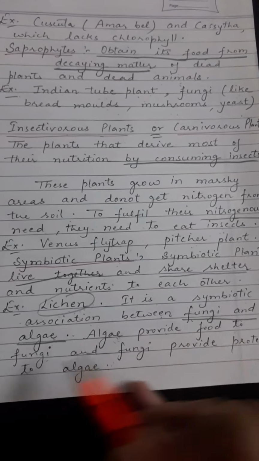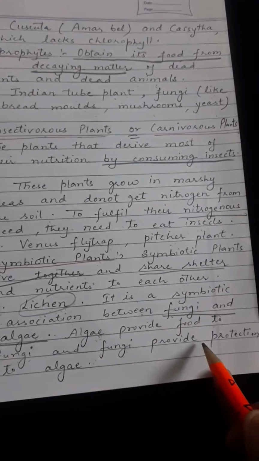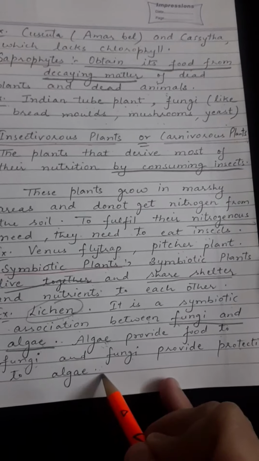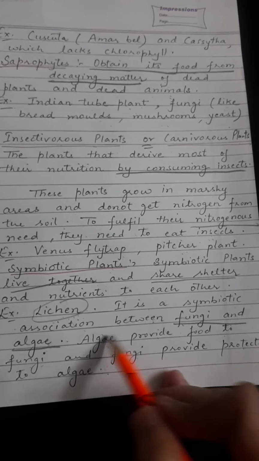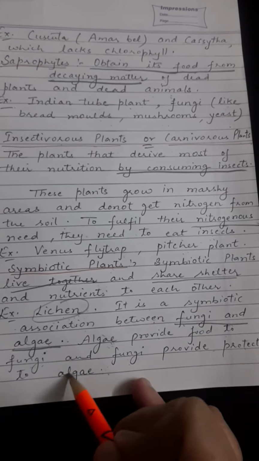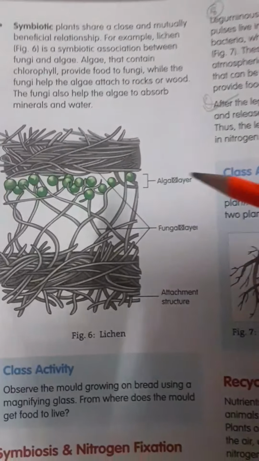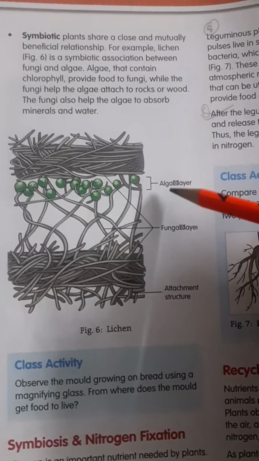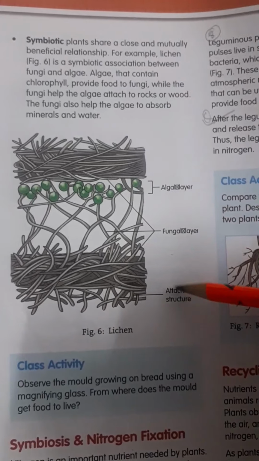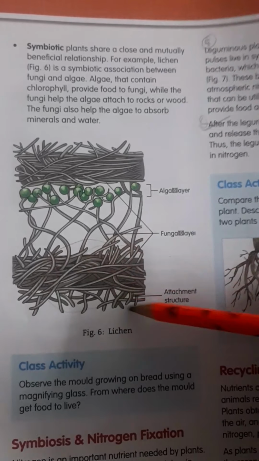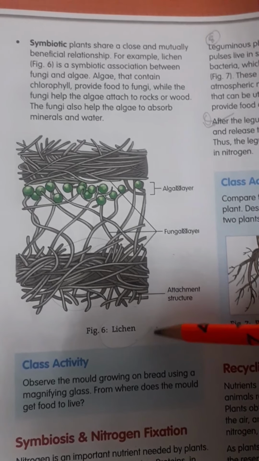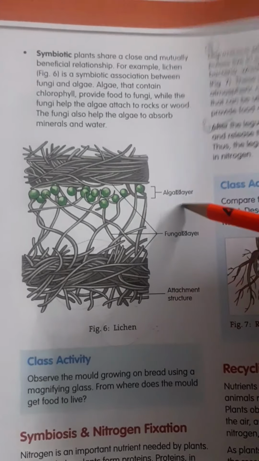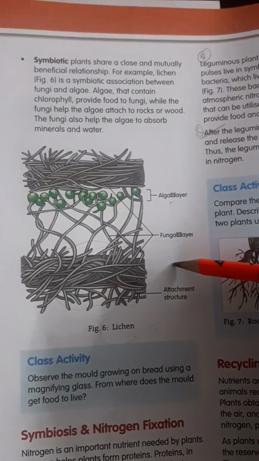Algae provide food to the fungi and fungi provide protection to the algae. Both have different duties, right? Algae provide food and fungi provide protection to the algae. Look at the diagram of the lichen. This is the lichen. This is the algae, fungi, and the attachment structure is this. This is like the attachment structure. That's why we call it lichen. And lichen gets nutrition from both of these, algae and fungi. Okay.